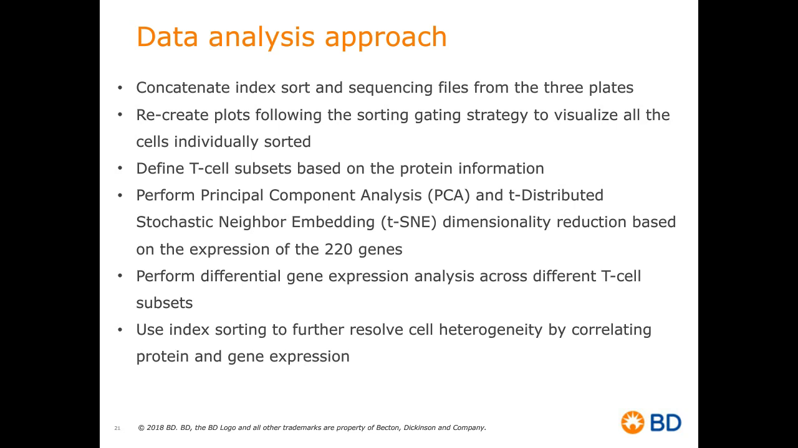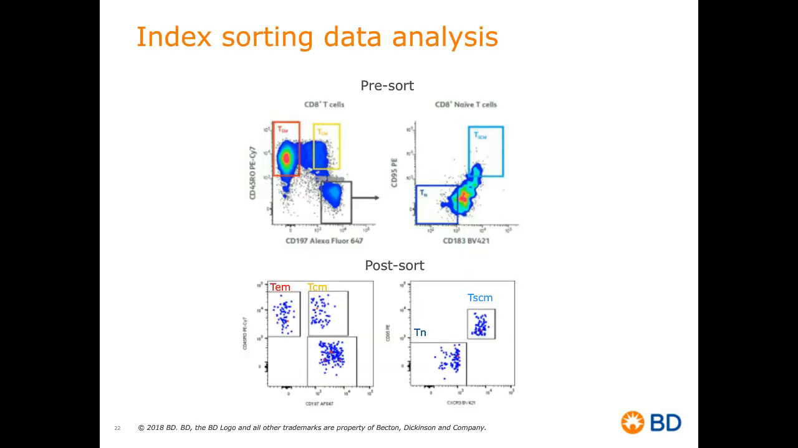So first, we're going to look at the protein data. If we look at the top of this slide, those are the plots and those are the cells before sorting. Now we sort all these different subsets at the single cell level, and we have imported this data into Sigic, and we have concatenated all the files. So basically, all the dots that you see in the plots represent a single cell that came from the gate of origin.